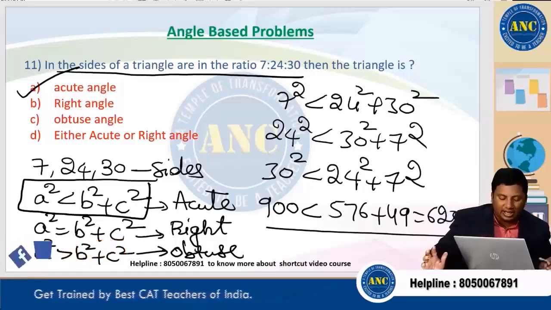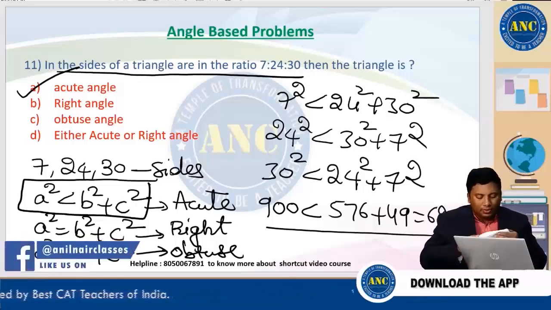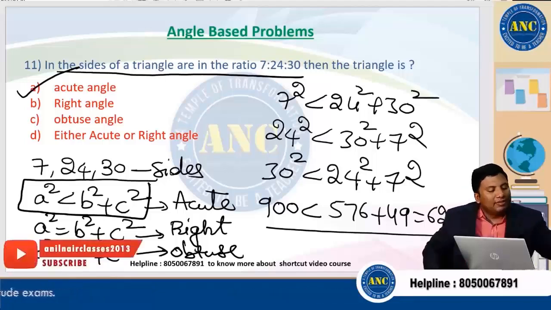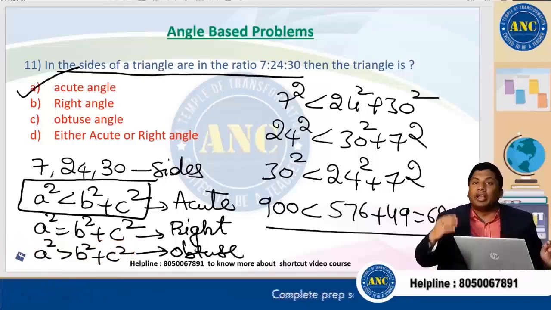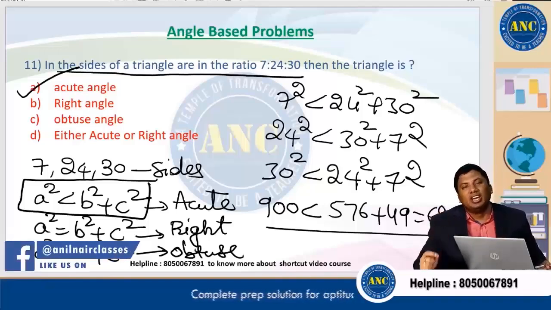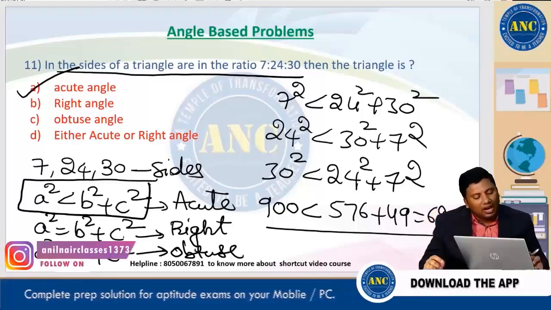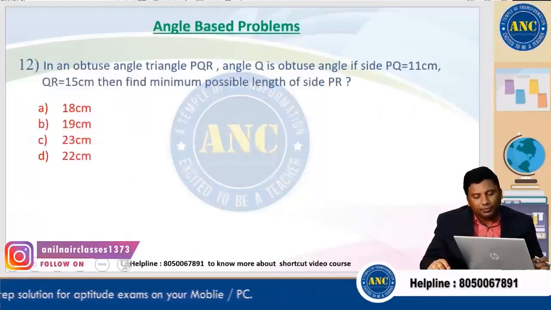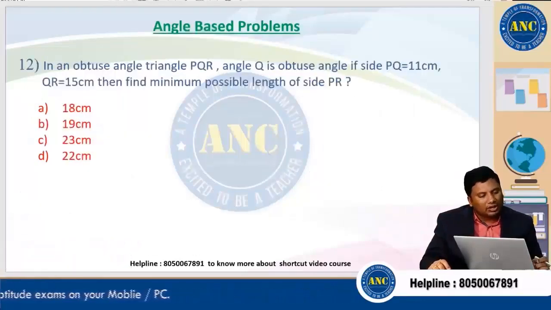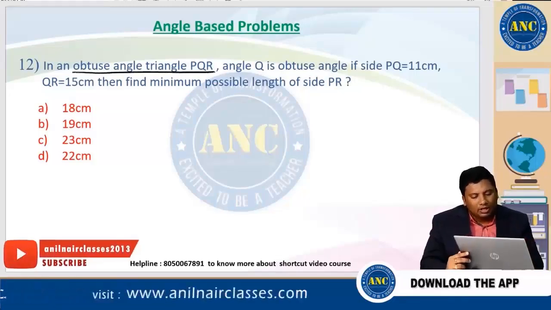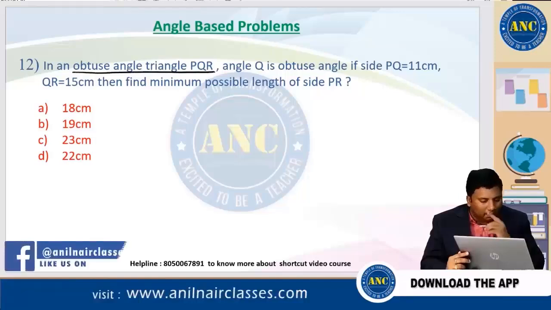I hope the idea is clear. Any doubt till now? 11th one, I hope it is clear. Acute angled triangle means each side square is less than the sum of the squares of the other two sides. Now let us solve another question. In an obtuse angled triangle PQR, angle Q is obtuse.